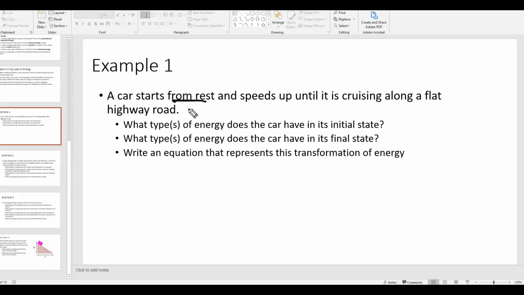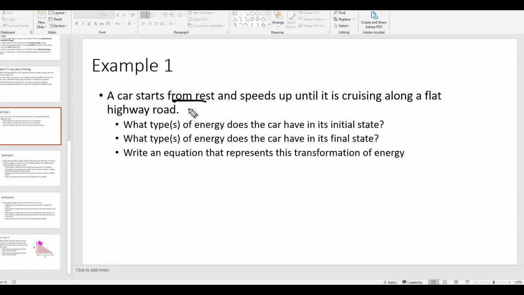Is the object moving? Well, no, because it starts from rest. Is there a spring or rubber band involved? No, definitely not. Is there height above the ground? No, because the car is on the road. It's not on a hill or something, so there's no height above the ground. Is there friction?